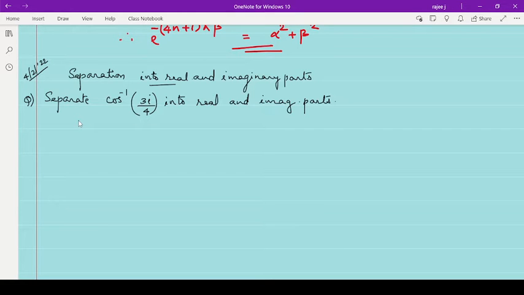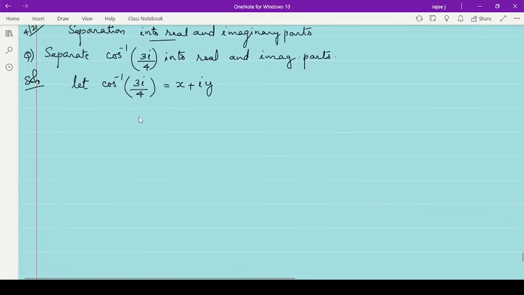Okay, so we need to separate this into real and imaginary parts. What we have to do here is assume, let cos inverse 3i by 4 be equal to some x plus iy, one real part and one imaginary part. x plus iy is the standard form of a complex number. Therefore we can write cos of x plus iy is equal to 3i by 4.